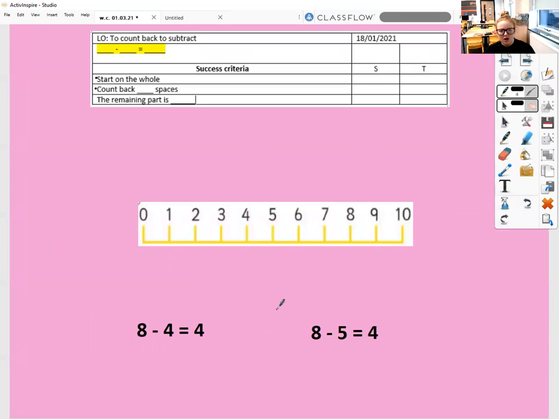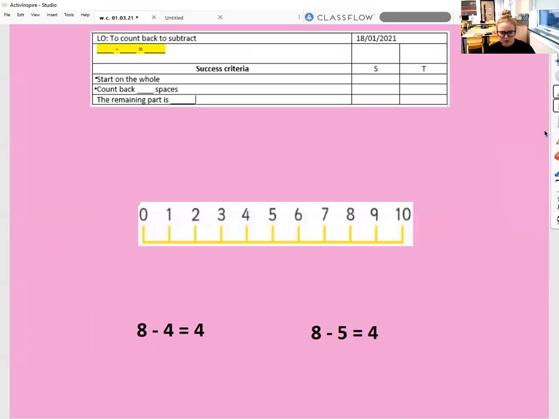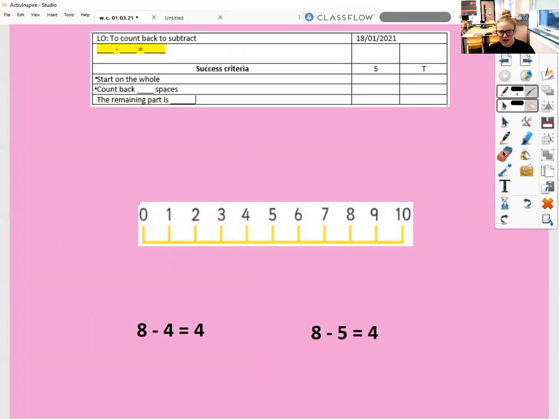Fantastic. Okay, which one is correct? Well, this says that 8 take away 4 equals 4. Let's have a look. Our first part is 8, so I'm going to circle our first part. 8 subtract 4, so I'm going to jump back 4 spaces: 1, 2, 3, 4. Fantastic. So I've taken away 4 and my remaining part should be 4. Is this correct? This is correct. Fantastic. Let's have a look at our other one.